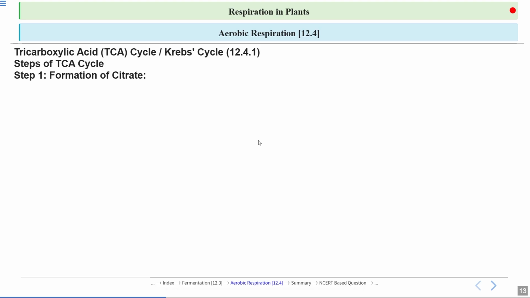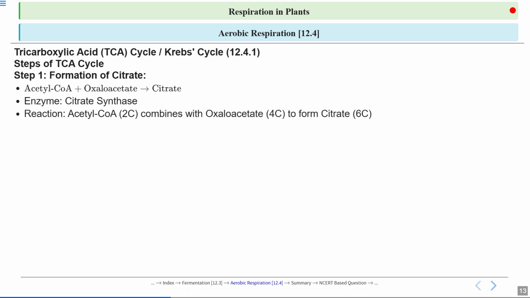First, the formation of citrate, where acetyl coenzyme A plus oxaloacetate gives citrate, and the enzyme that catalyzes this reaction is citrate synthase. So if you look at the reaction, acetyl coenzyme A, which has 2 carbons, joins with oxaloacetate, which has 4 carbons, to make citrate, which is a 6 carbon molecule. And in this process, coenzyme A is released.